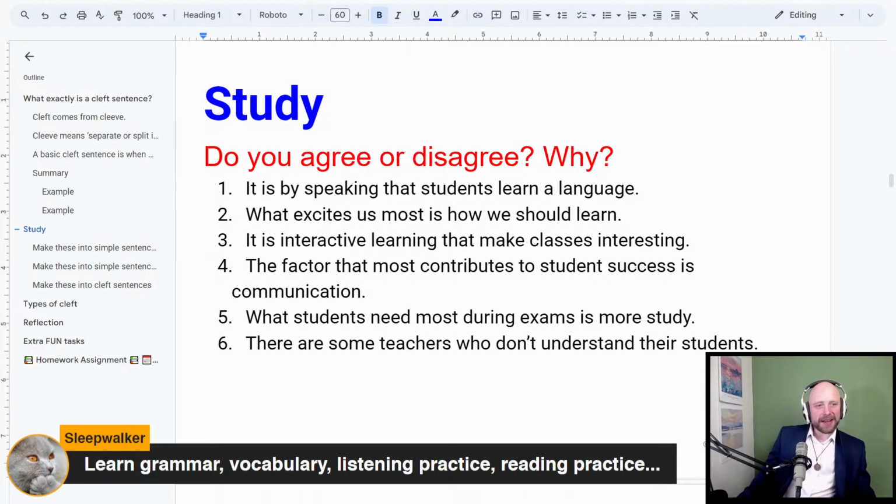Learning grammar, vocabulary, listening practice, and reading practice. Why learn grammar, Sleepwalker? What's the benefit of learning grammar?